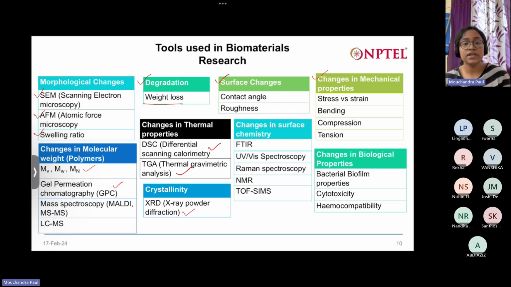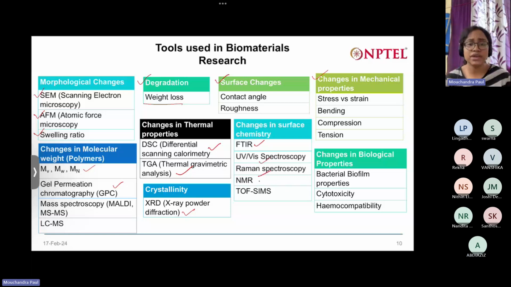Then if we want to understand the surface chemistry, there is surface property or surface morphology that we get from measuring the contact angle and understanding surface roughness. Then there is something called surface chemistry, the chemical functional groups that are present. All right, because those also have an effect on how the cells are going to interact with the biomaterial. So for understanding the changes in surface chemistry, we use techniques like Fourier transform infrared spectroscopy, then UV based, Raman, NMR. All right. So these techniques we use.